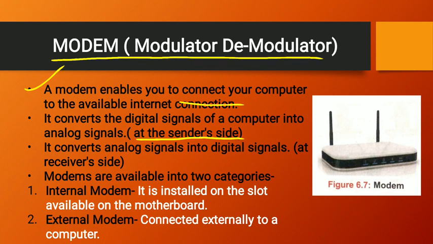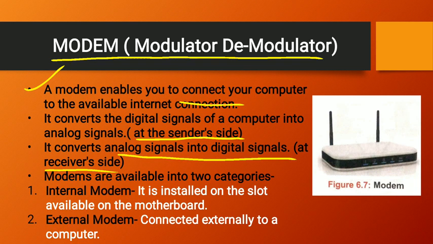If you are a sender, then your signals will be digital, and this modem will convert your digital signals into analog signals. It converts analog signals into digital signals at the receiver side. So if you are a receiver, then you will get the analog signals, and then this modem will convert the analog signals into digital signals.